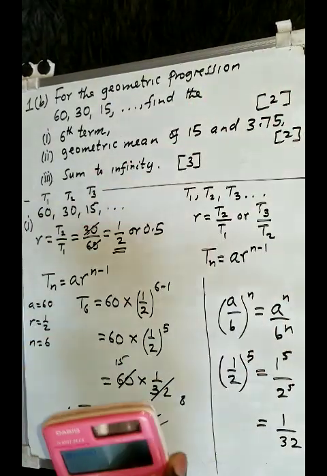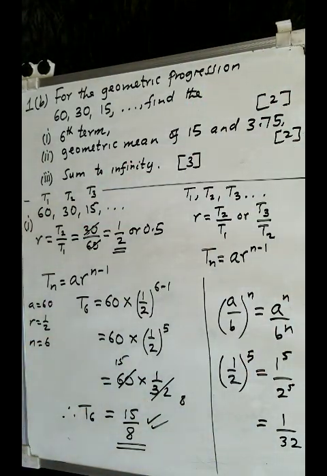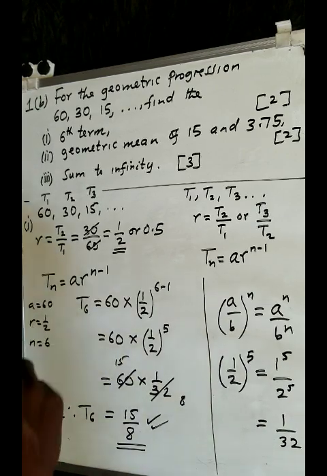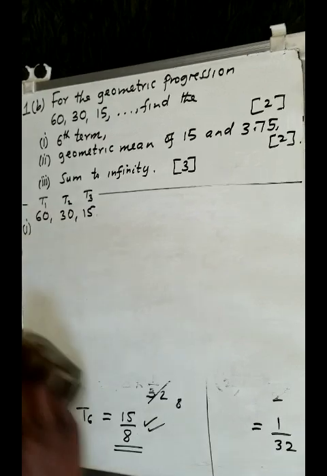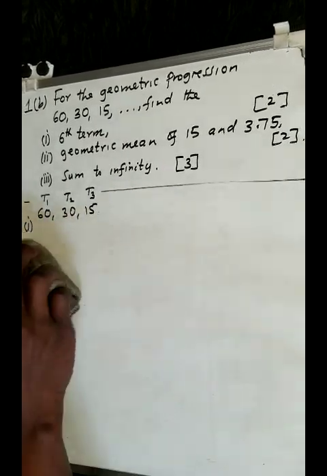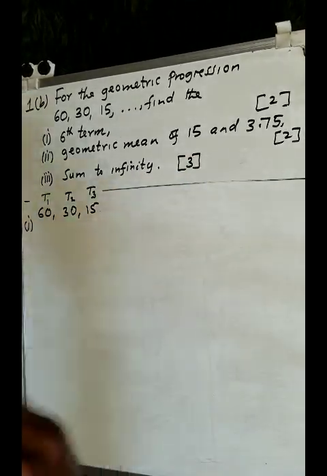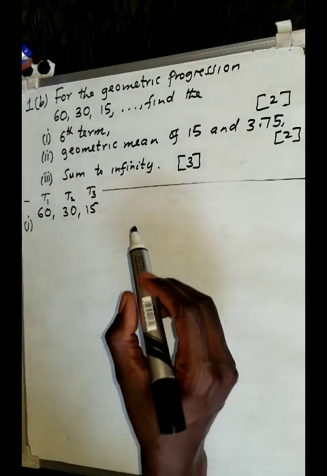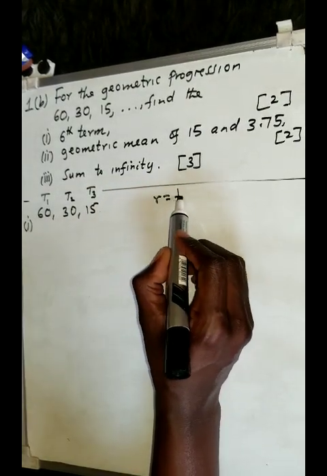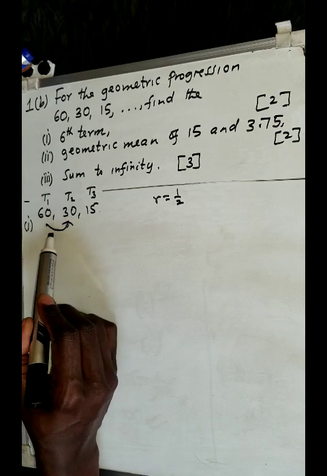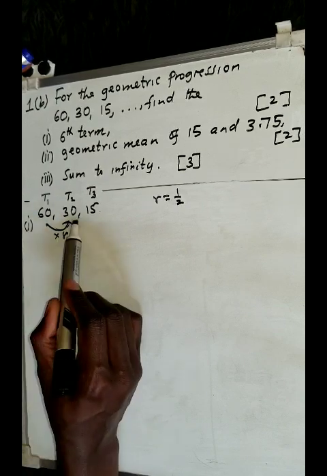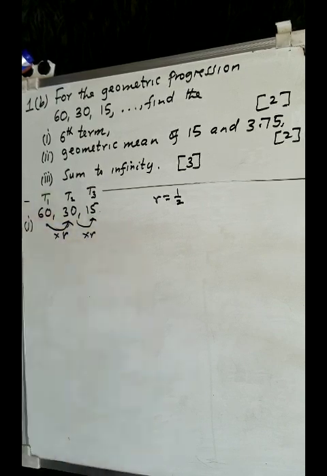Let me show you that you can also work out this one without applying the formula, as long as you know your common ratio. I'm working on the same problem. I just want to give you the concept. I'm not just answering, I'm trying to help you get more understanding. Since we know the common ratio is a half, you can get the next term by multiplying by the common ratio. So just keep on multiplying by the common ratio.